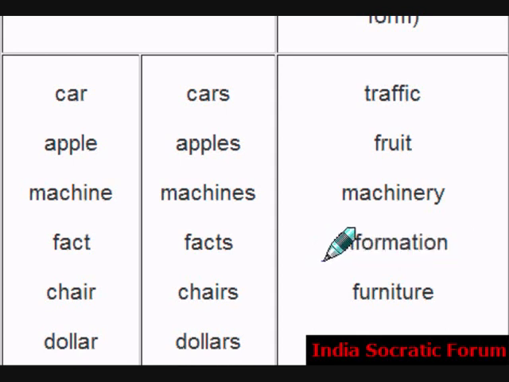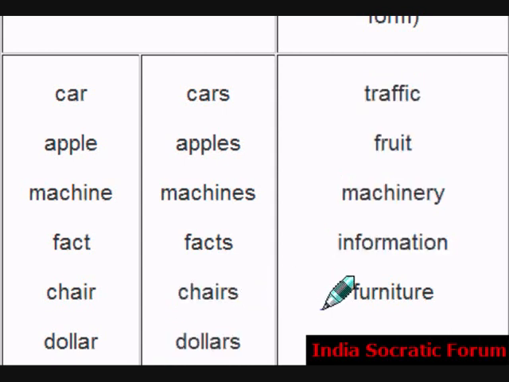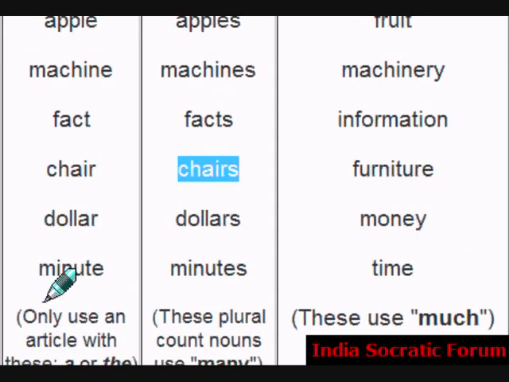How much information do you have. You don't ask how many information. How many facts is the right wording. Another example, chair. Plural is chairs. The non-count form is furniture. We say how much furniture. How many chairs.